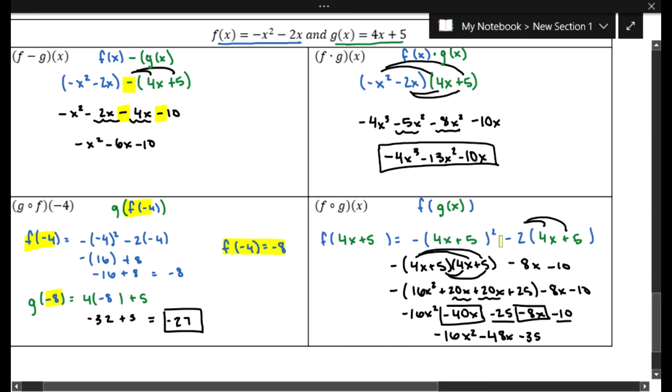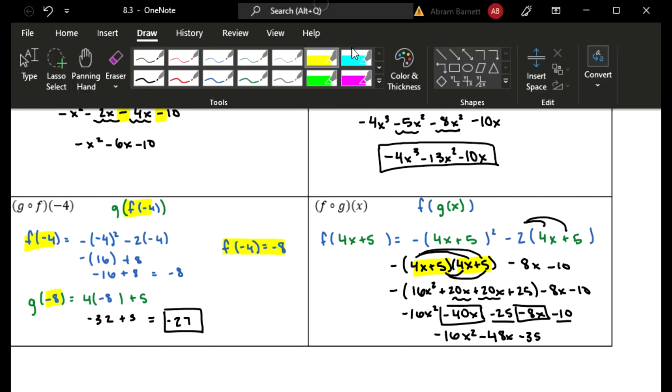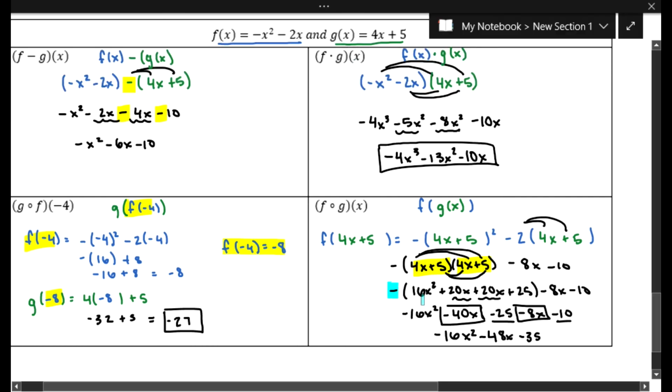The first is trying to not FOIL. Make sure you're doing 4x plus 5 times 4x plus 5. And once you FOIL that out, make sure this negative also gets distributed. This negative is going to distribute to every sign and make all of these signs opposite. So these are my answers.